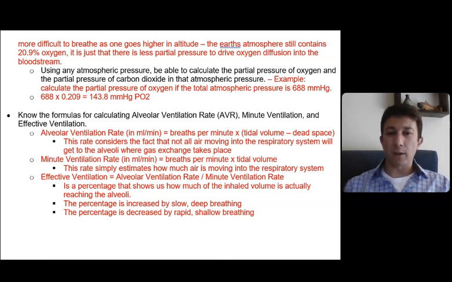So percent effective ventilation, I just want you to keep in mind that if that percentage increases, that means that more of the air that we're taking in per minute is actually getting to the alveoli, and if that percentage decreases, there's less air, smaller volumes or a smaller percentage of that is actually getting to the alveoli where gas exchange is taking place. And effective ventilation percentages can be increased by slow, deep breathing and can be decreased by rapid, shallow breathing.